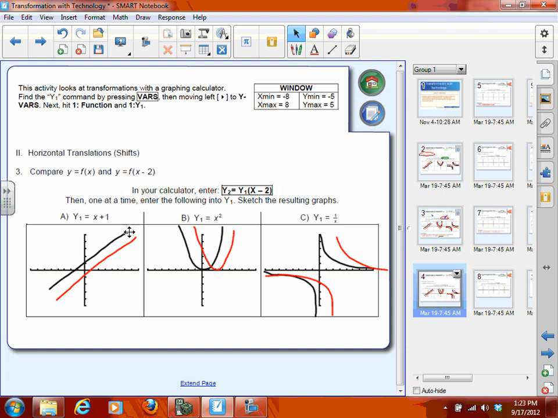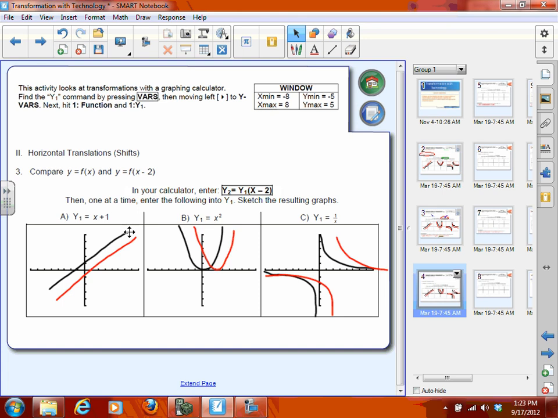Feels like most of you have your graphs there. As you can see from the graphs, what's happening this time? Where is the graph moving? Shifting to the left or right? Right. Notice how each of the original functions has been moved to the right. How many times has it been moved to the right? Two times. So each of these graphs has been moved over to the right two times. And that's because of that minus 2 you see in parentheses.